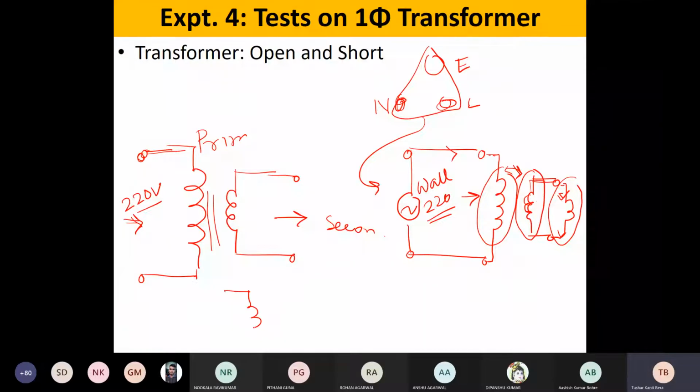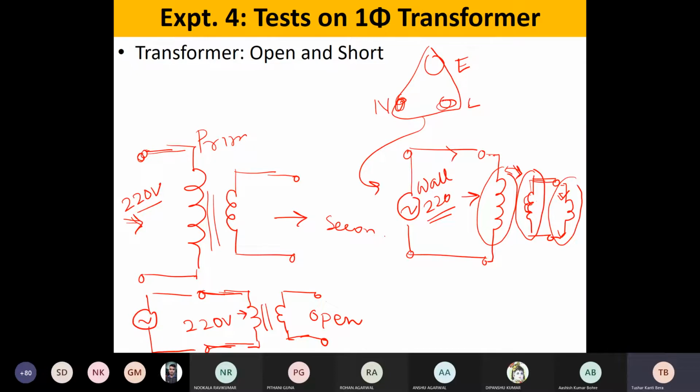So first of all, I will draw the transformer again and I will show you, if these 2 points are kept open, then this condition will be called the transformer working in open circuit condition. But this 220 volt will be there. So this is connected. Okay. The wall plug point supply will be there. It is connected. The primary is connected, but the secondary is not connected with any load. So this condition is nothing but the open circuit condition.